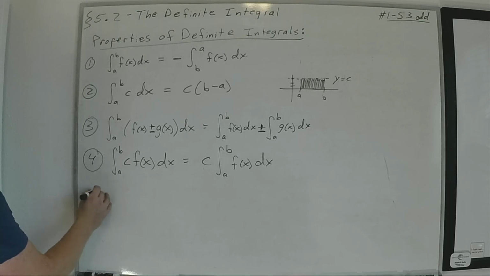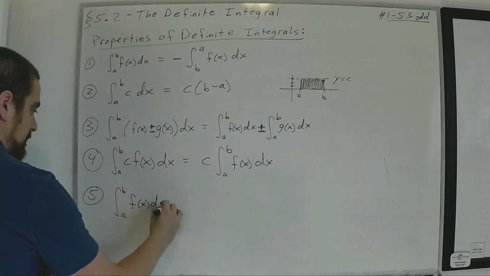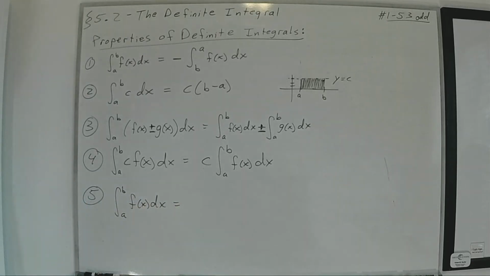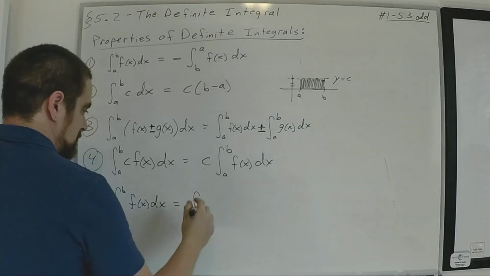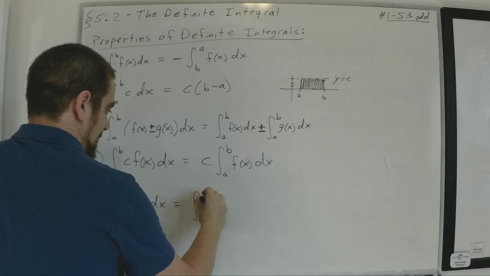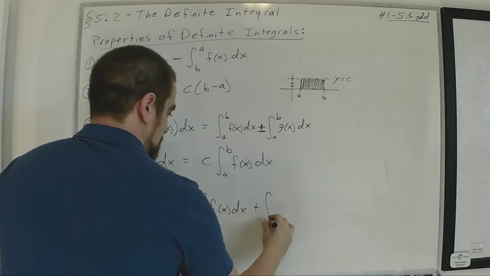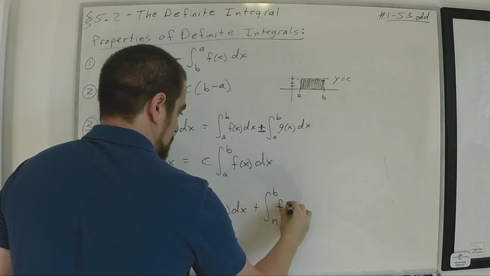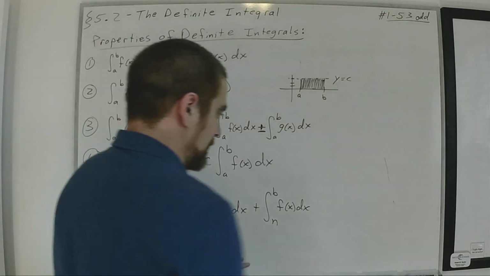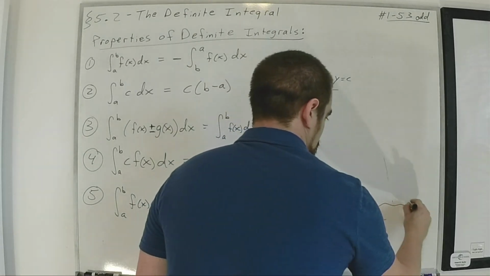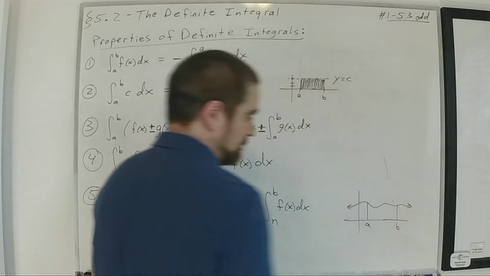Another property, if I integrate from a to b some function f of x with respect to x, then what I can do is integrate from a to, I've already used c, I'm going to use some number n, f of x dx, plus then I can integrate from n to b f of x with respect to x. Notice these numbers that I'm just calling n. Basically what I'm saying is, and again, area is really the only concept that we have to grasp onto at the moment, so that's why I'm drawing this picture.